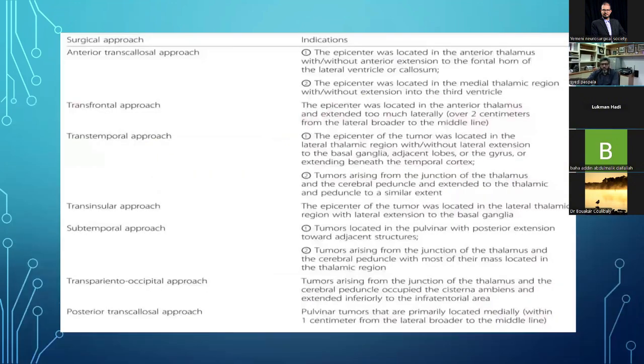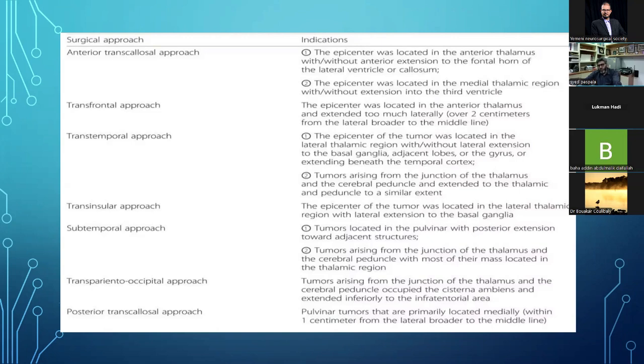So when the epicenter of the lesion is in the anterior part of the thalamus, extending a little over 2 centimeters from the lateral border, a transfrontal approach will be useful. And a transtemporal approach will be useful when the lesion is located in the lateral part of the thalamus and is extending into the basal ganglia and adjacent lobes and beneath the temporal cortex also. The transtemporal approach will be easier.